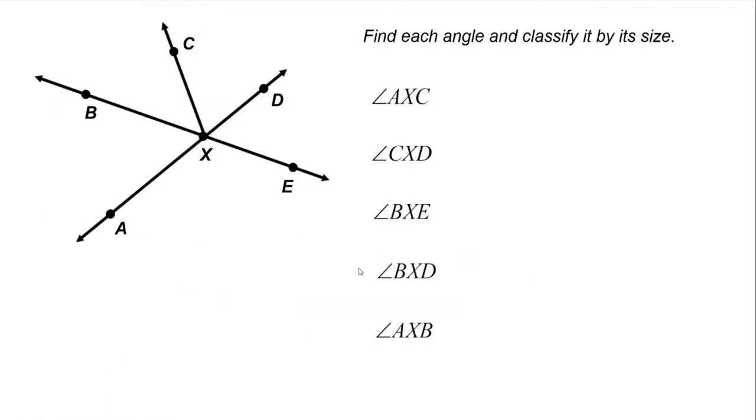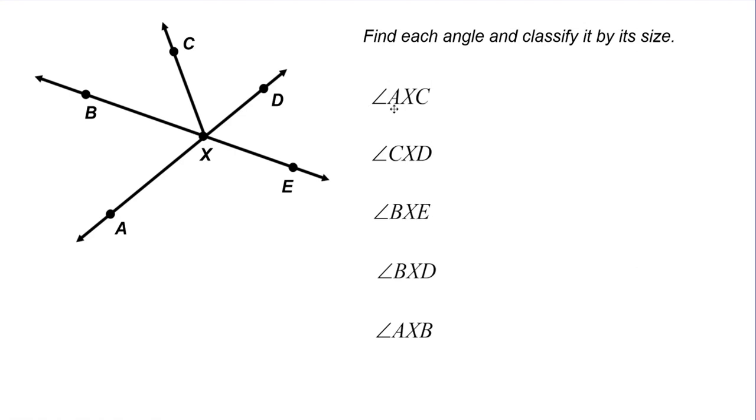So let's take a look at this diagram. There are a lot of angles in this diagram. Too many to talk about all of them, but I selected some of them here. We want to find each angle and classify it by its size. So I cannot call any angles angle X because I don't know which one I would be referring to if I just called it angle X. So there are a lot of angles here. So I'm going to use the first strategy here to name the angles, use the side vertex side strategy to name the angles.